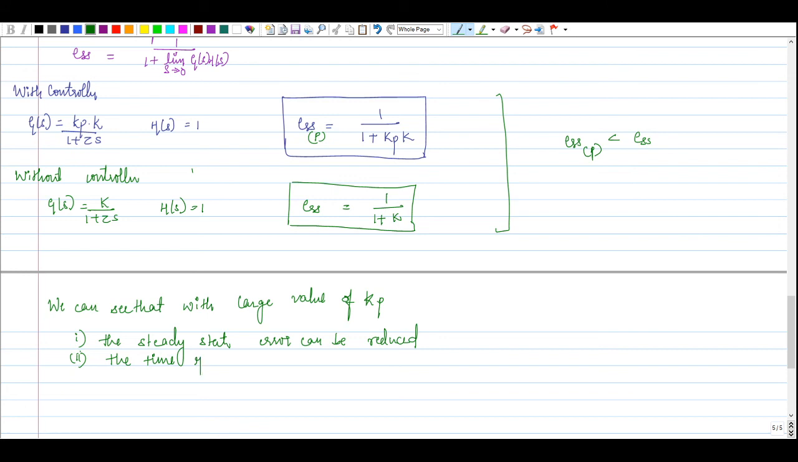Though we can have better dynamics and a smaller steady state error, going for a very large value of Kp will not always be advisable, because if you go for a large value of Kp, the pole location may get shifted towards the j omega axis and it may reach the unstable region. It may reach the right hand side.